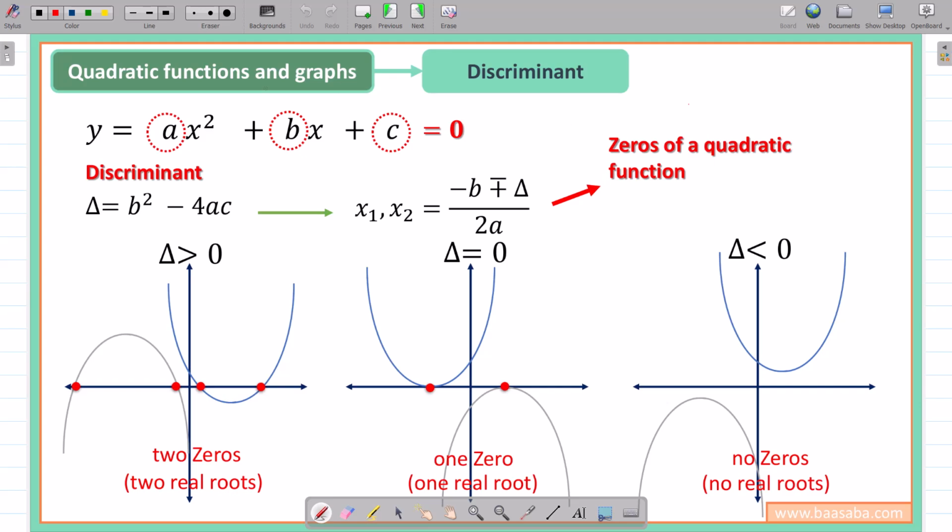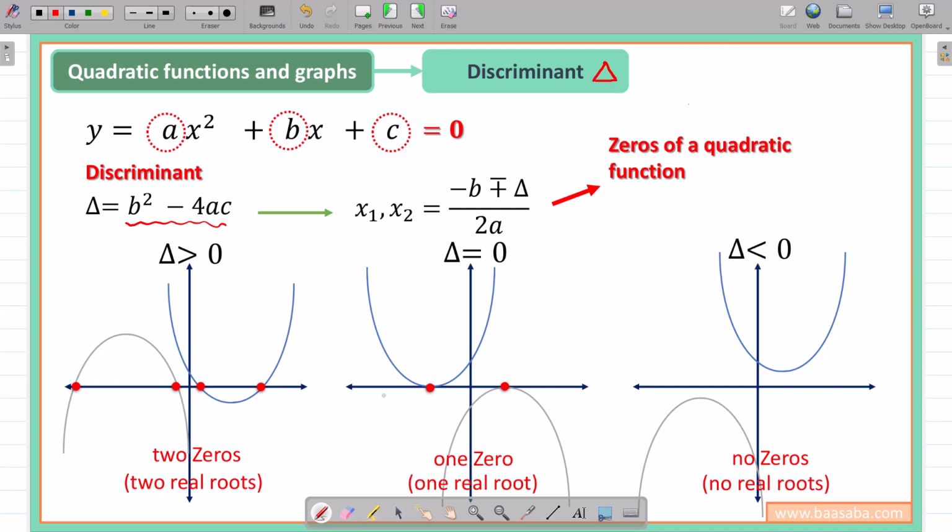There is a symbol we use to show the discriminant, and its name is delta. Delta is a factor that we calculate using A, B, and C. Here is the formula for the discriminant, b to the power of 2 minus 4ac. We use the discriminant to calculate the zeros of a quadratic function.